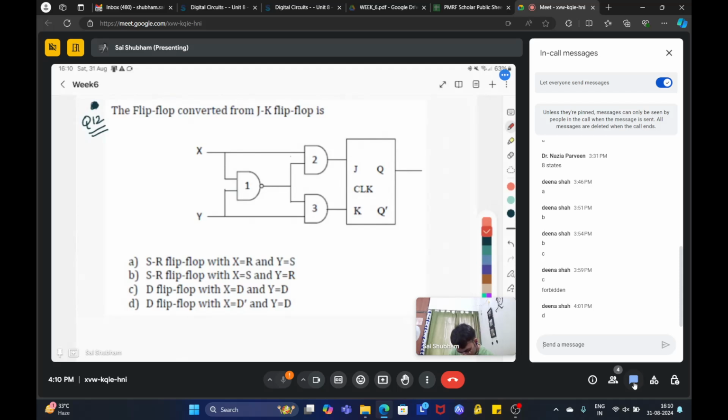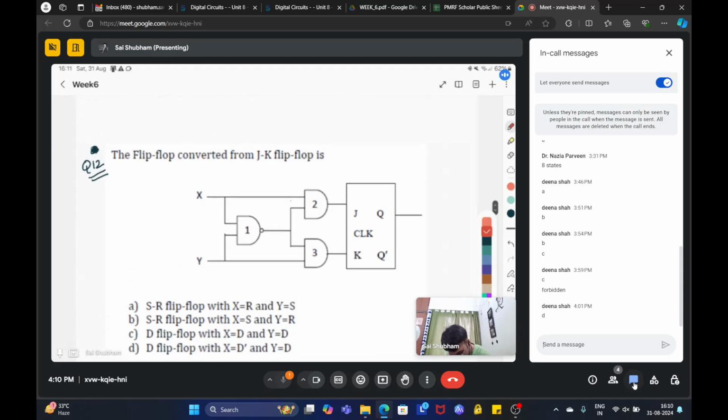So this is the flip-flop converted from a JK flip-flop. So you have to answer: what is this flip-flop?